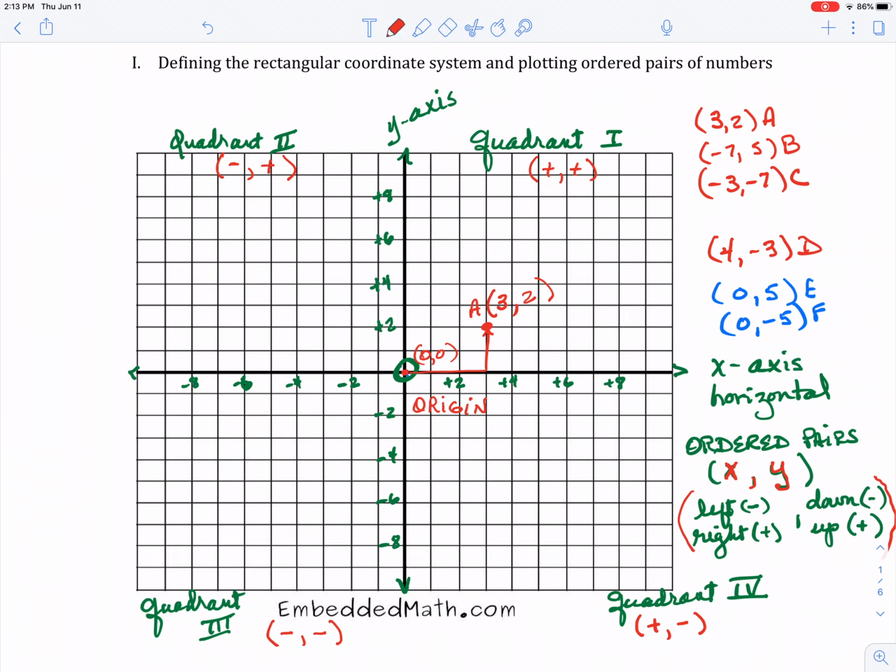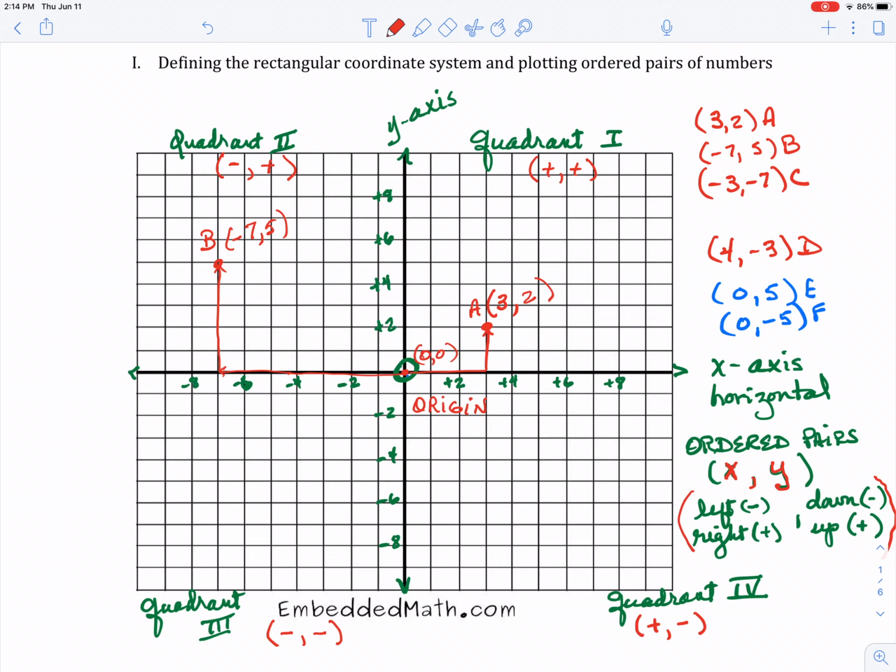All right, point B has coordinates -7, 5. So that x number is first. I will move in a negative direction, 7 units to the left, turn at a 90-degree angle, and move 5 units up. And here is the point -7, 5, which we're calling point B. It is in quadrant 2.